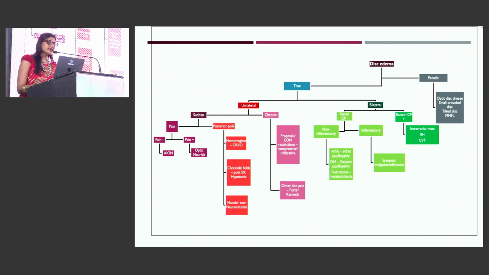Unilateral, is it sudden onset or does it look like a chronic one? If it is sudden onset, is there pain present or pain not present? Pain not present, you may be looking at ischemic optic neuropathy. Pain present, optic neuritis. Is the posterior pole showing other findings? Hemorrhages in CRVO, choroidal folds in hypotony, macular star in neuroretinitis. If it is chronic, is there any EOM restriction or proptosis? Is the other disc pale? Are you looking at a Foster Kennedy? When it is bilateral, whether there is raised ICP or not raised ICP, and then you can figure out the rest using this flow chart.